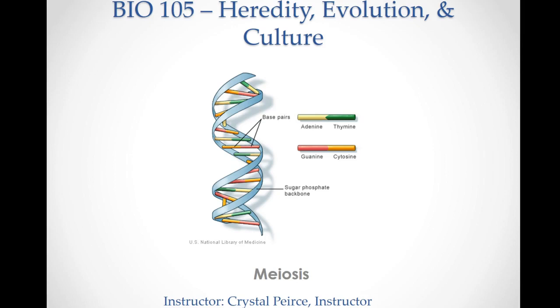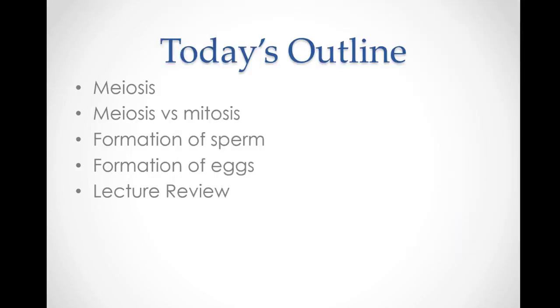Thankfully there are a lot of things that meiosis and mitosis have in common. So if you understood the process of mitosis, it won't be that difficult for you to understand meiosis as well. We're going to talk about what meiosis is, how it's different than mitosis. Then we're going to talk about the formation of specific sperm cells and specific egg cells before our lecture review.